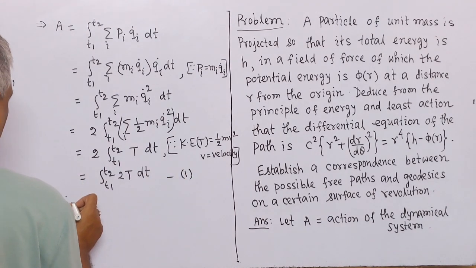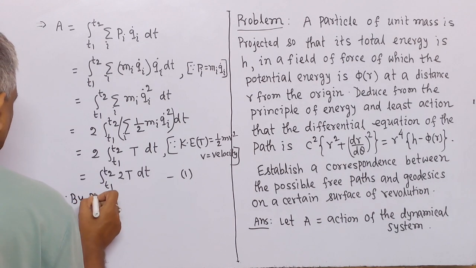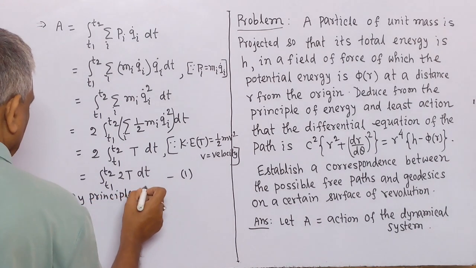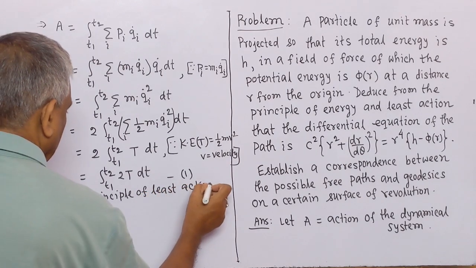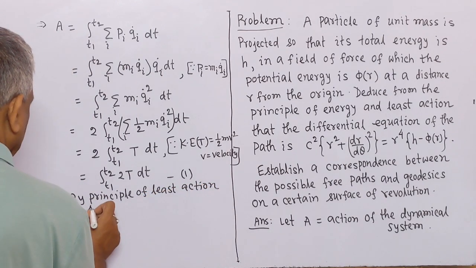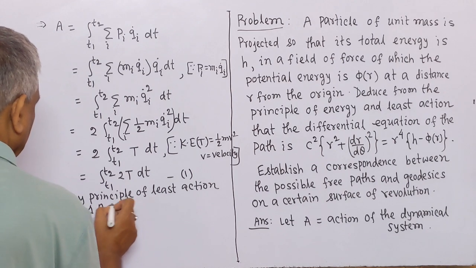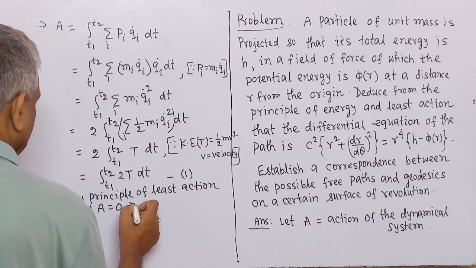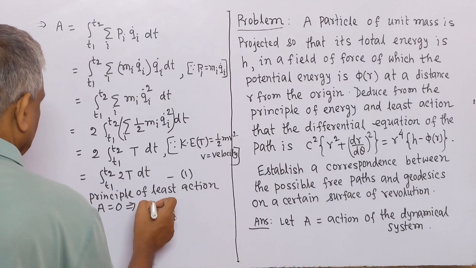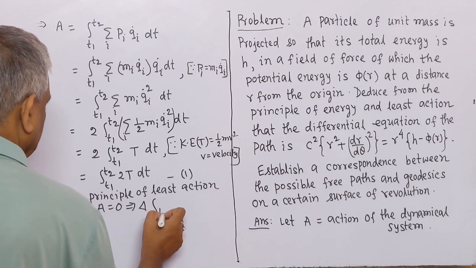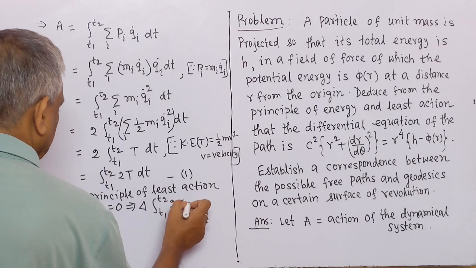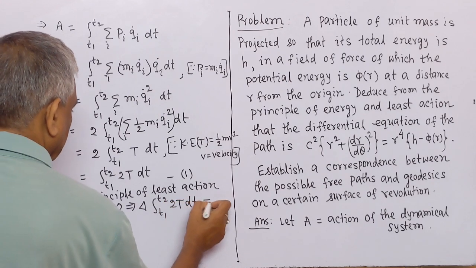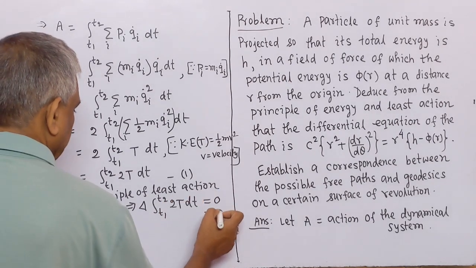Since, by the principle of least action, delta A equals 0, this implies that delta A, the integral from t1 to t2 of 2T dt, equals 0. Let this be number 2.